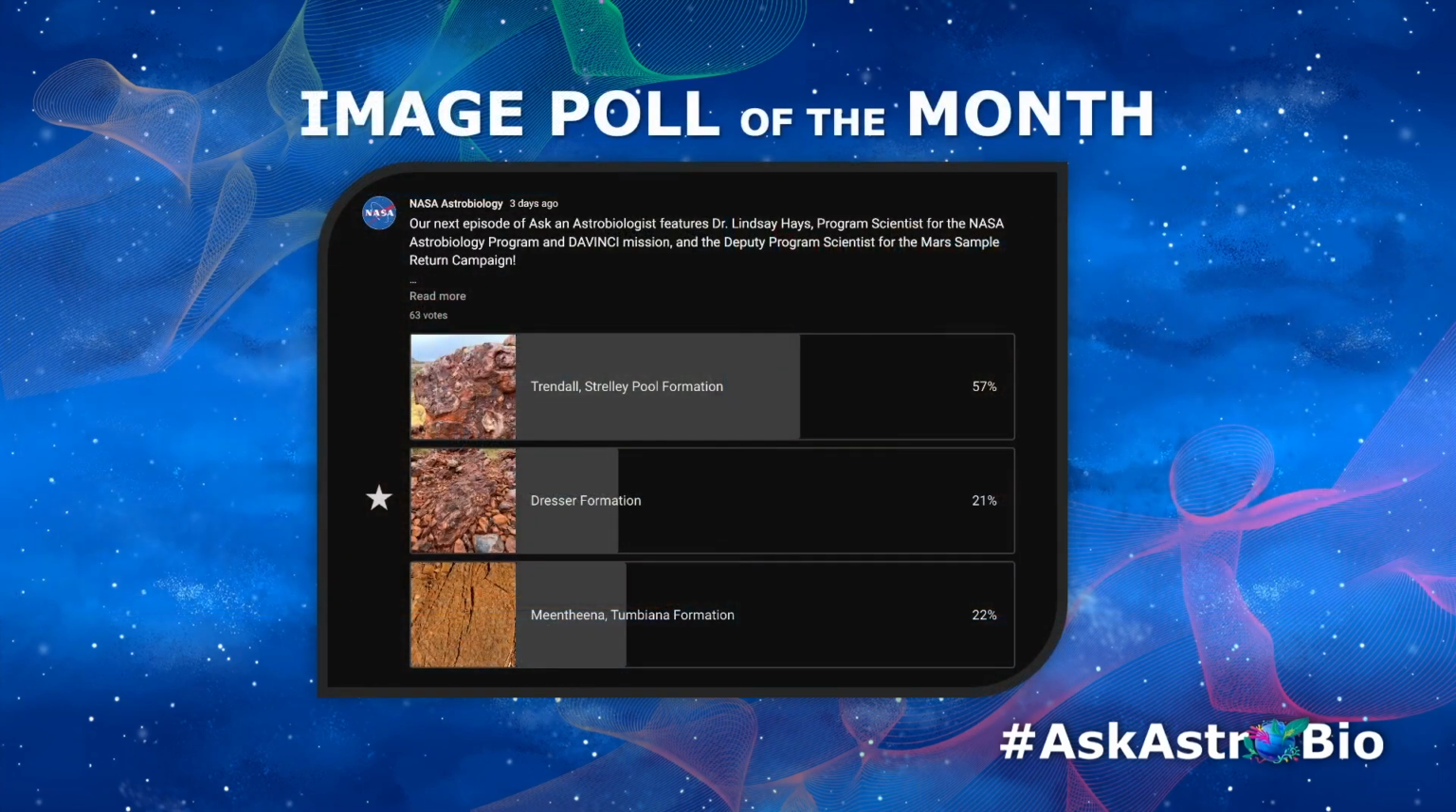We did ask all of our audience through a poll on YouTube before the show. We gave them a few of the formations that can be seen in these Western Australian sites and asked which was the oldest. They had Trendall locality, the Dresser Formation, and the Mindthina member as possible options. Indeed, it was the Dresser Formation that was the oldest, even though that one didn't win the most votes. It was 3.48 billion years old at best estimates right now.